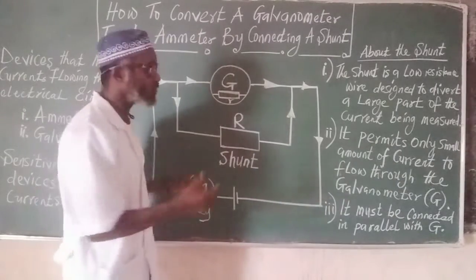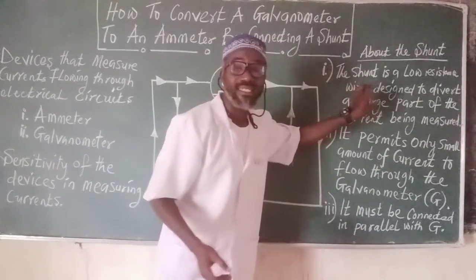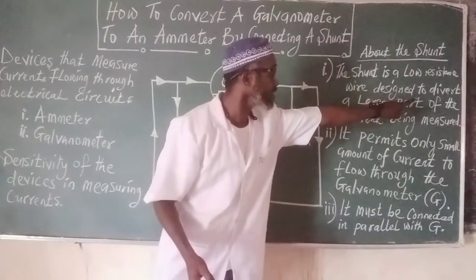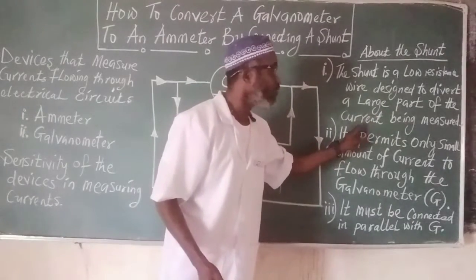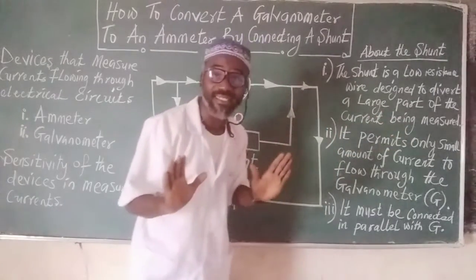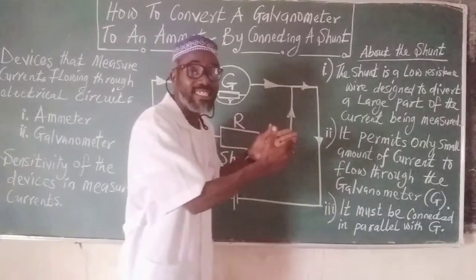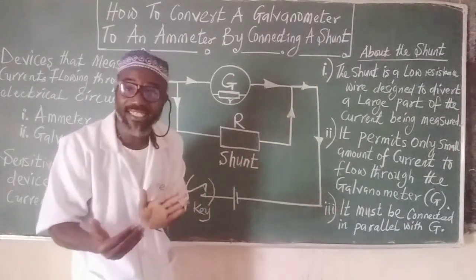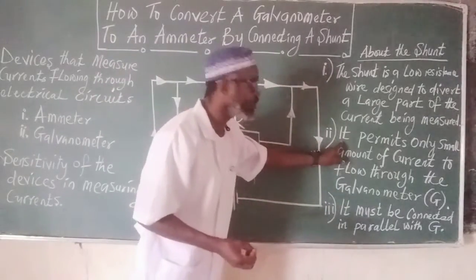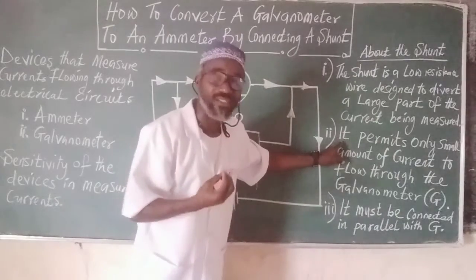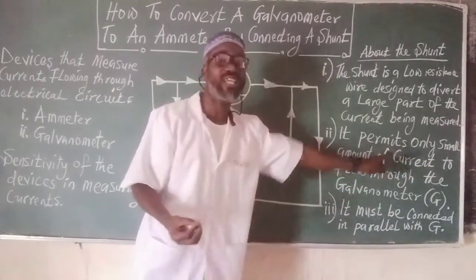The function is to divert. A shunt is a low resistance wire designed to divert a large part of the current being measured. So that's why it's designed that way. After diverting a large part of the current, the next thing, it permits only a small amount of current to flow through the galvanometer.